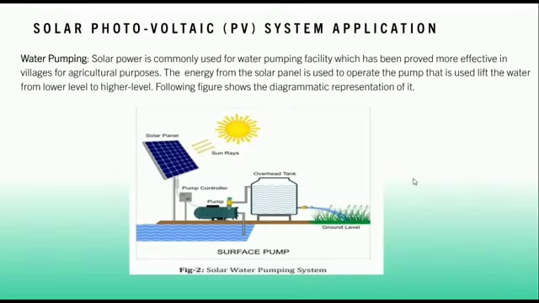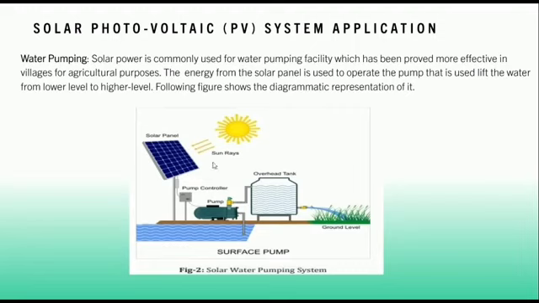What are the applications of solar photovoltaics? Water pumping. Generally, solar power is commonly used for water pumping facilities, which has been proved more effective in villages for agriculture purposes. The energy from the solar panel is used to operate the pump that is used to lift the water from the lower level to a higher level. The following figure shows the diagrammatic representation of it.